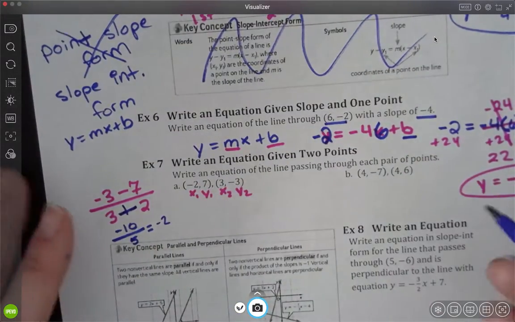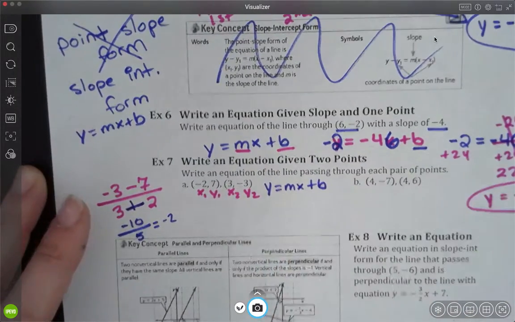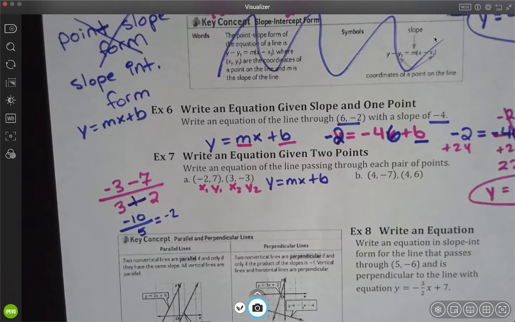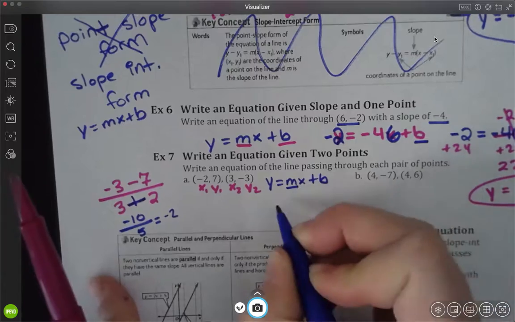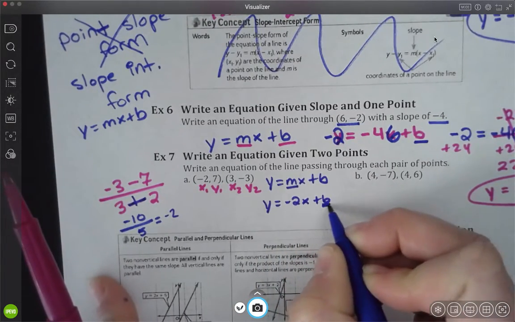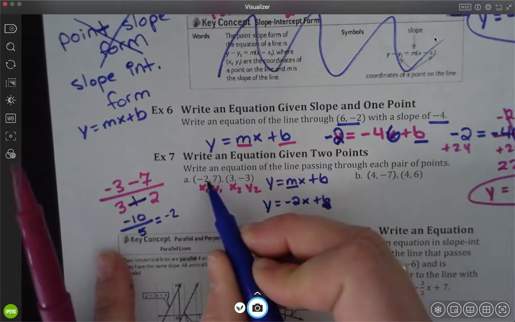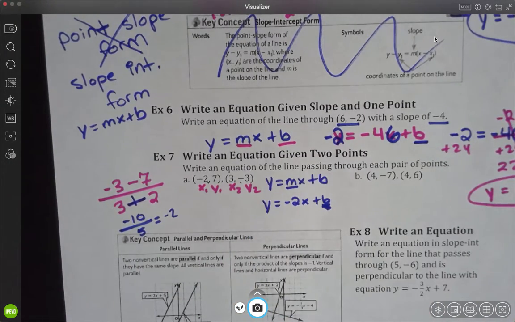So my equation that I'm trying to write, y equals mx plus b, what did we just find? We found m. So we're going to write out y equals negative 2x plus b. And how do I figure out what this guy is? Plug in one of these. So just like we did before, we can plug in one of these. Which one? How do I decide which one?